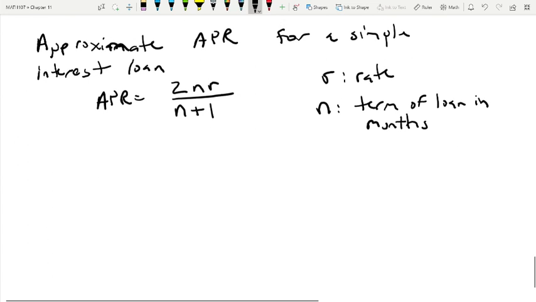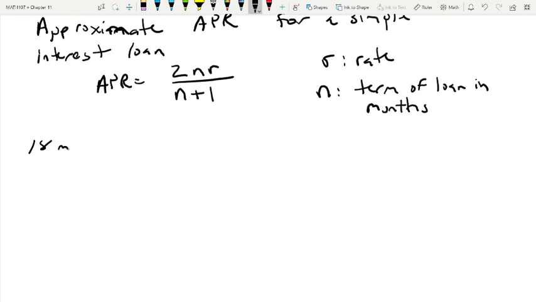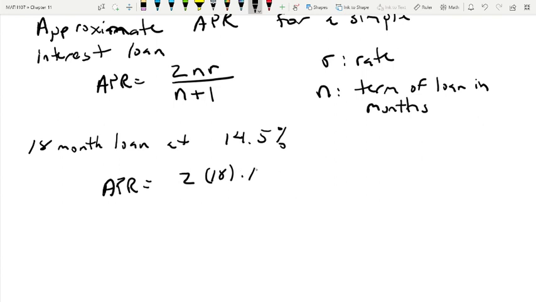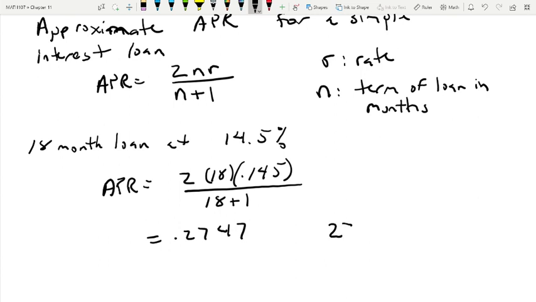So, for example, we have an 18-month loan at 14.5%. So the APR is going to be 2 times 18 times 0.145 over 18 plus 1. And we end up, this will become 0.2747. So the APR on this loan is going to be 27.47% for my loan. Right?